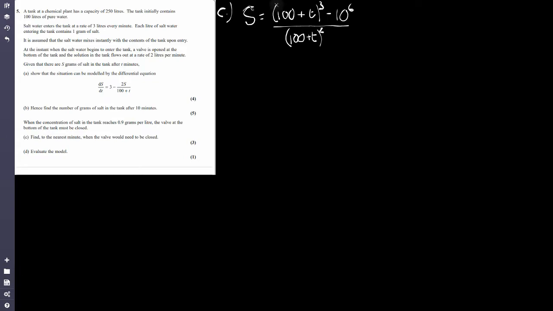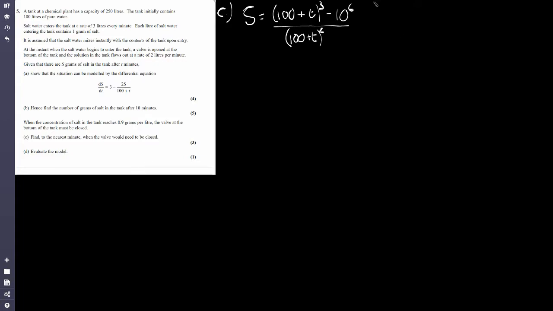So moving on to part C, we've got our formula for S, and part C is asking us to find, to the nearest minute, when the valve would need to be closed if the concentration of the salt in the tank reaches 0.9 grams per litre, which is when the valve at the bottom of the tank must be closed. So, how would we start this question?